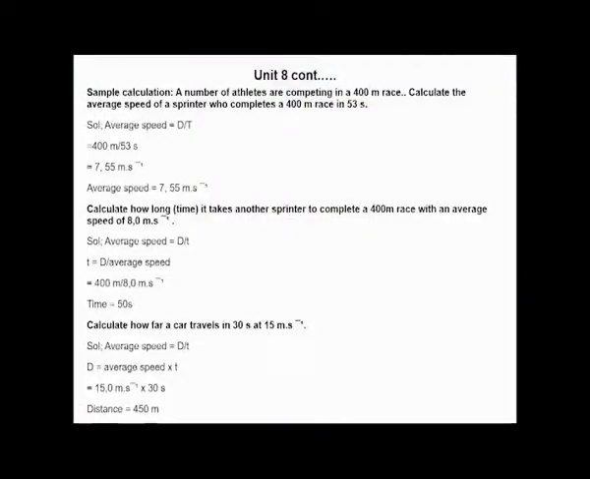Unit 8, sample calculations again. A number of athletes are competing, let me say, in a 100-meter race. You are asked to calculate the average speed of a sprinter who completed a 400-meter race in 53 seconds. The formula for calculating this is average speed, which is distance divided by time. You put in the distance and the time, then you get the answer.